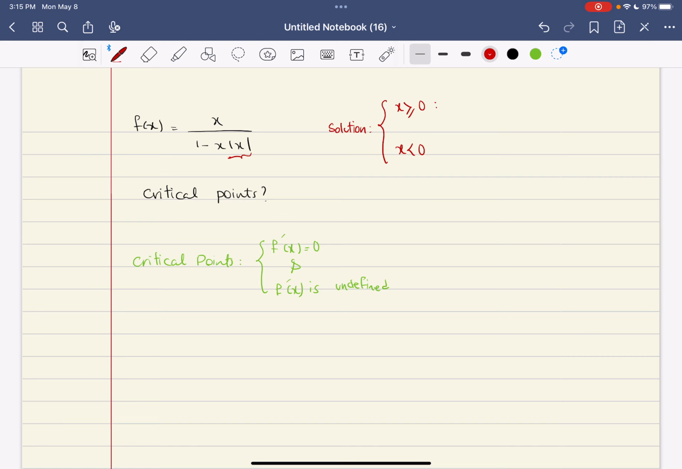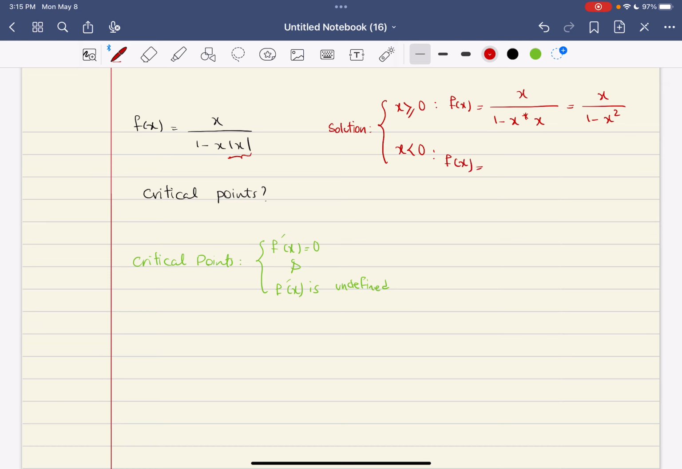So if our x is equal to 0 or greater than 0, f(x) would be equal to x over 1 minus x times the absolute value of a positive variable, which would be positive. So f(x) would be x over 1 minus x times x, which is x to the power of 2.